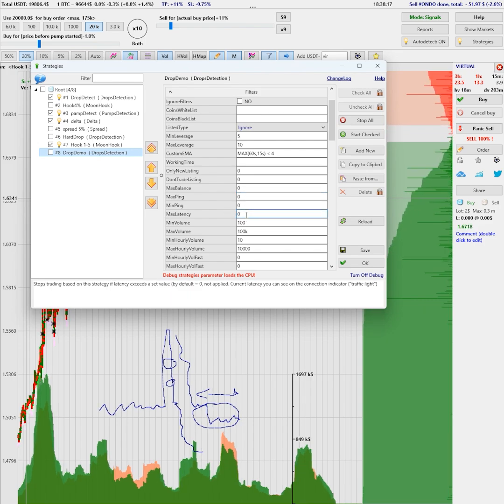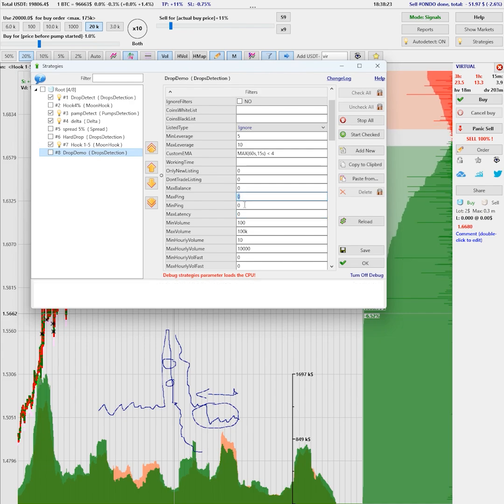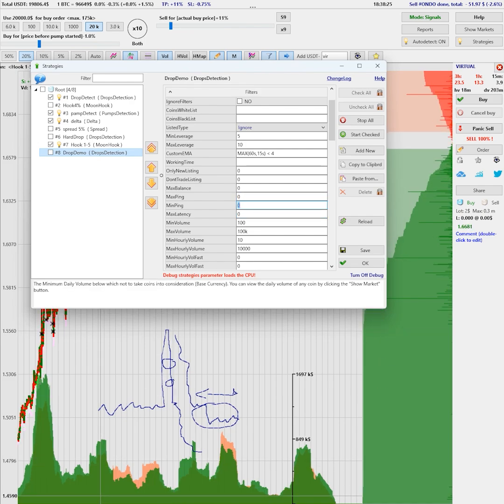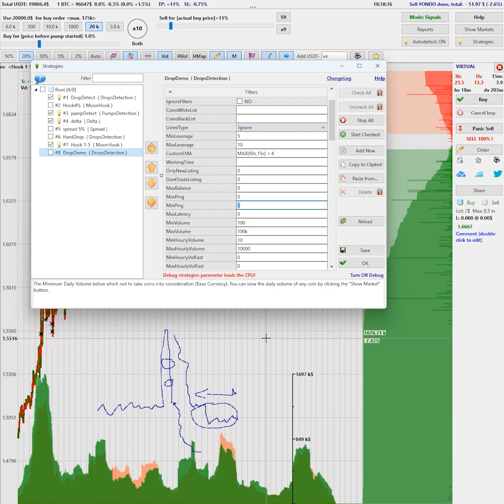And then maximum latency, this latency is the second number. So the min and max ping is this first number. This is the ping from the exchange to your computer. The second one is the latency for order replacement or order placement. So again, same logic.